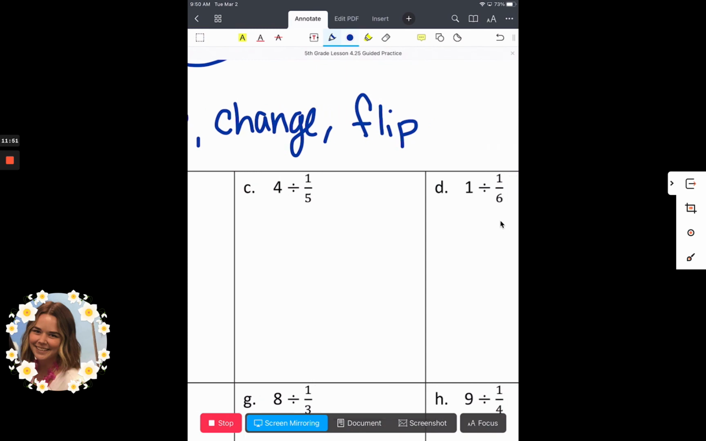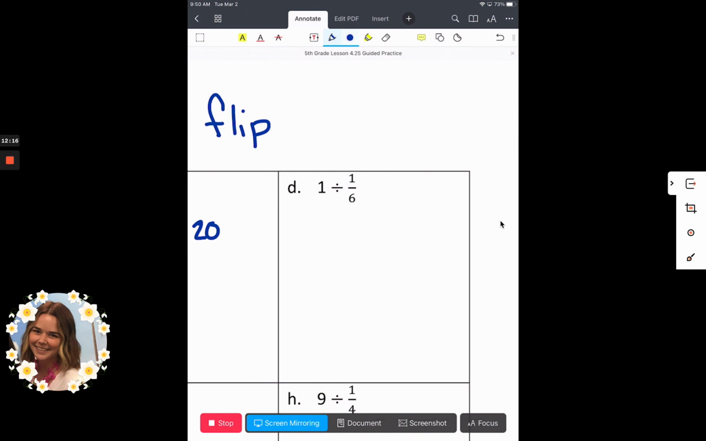Let's look at C. We're going to keep our first number, change to multiplication, and flip our second fraction. So 4 divided by 1/5 would be the same as saying 4 times 5. That would be equal to 20. So the last one that we'll do together, 1 we'll keep, we'll change to multiplication, and flip our second fraction. So 1 divided by 1/6 is 6.